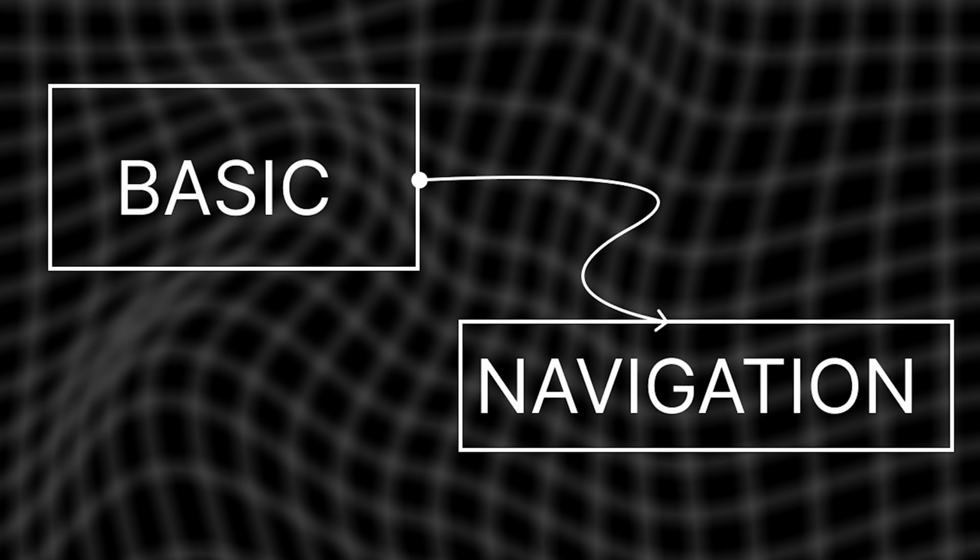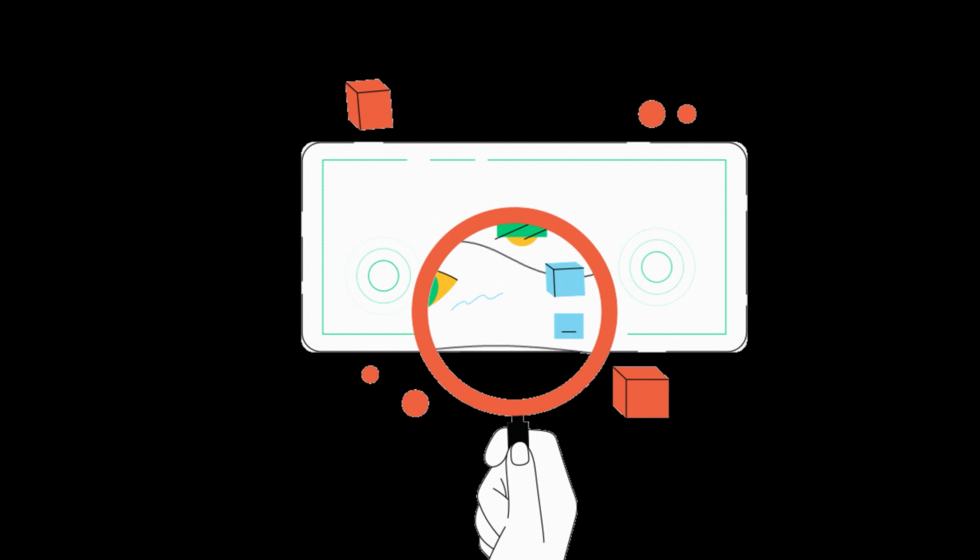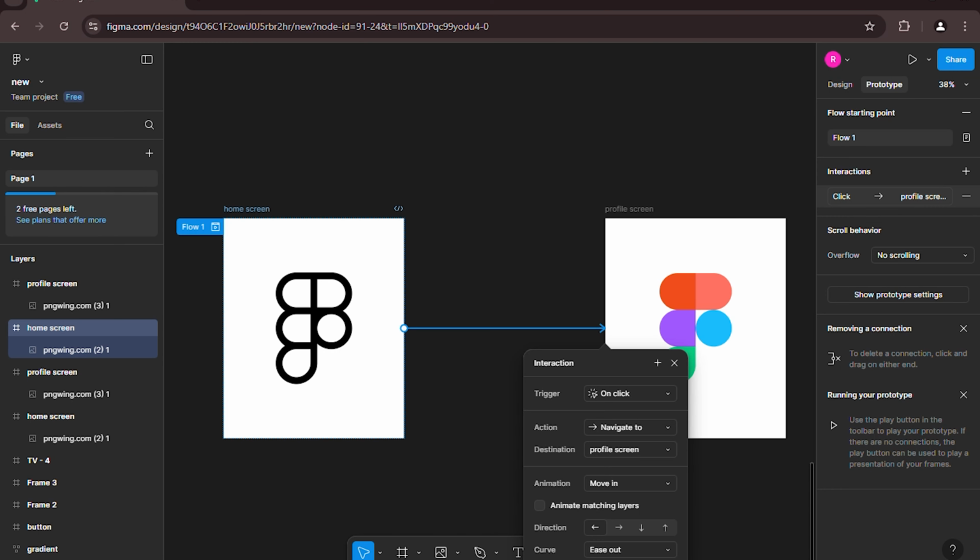Next, we'll go over how to set up basic navigation for a better flow. Second, basic navigation. Now that we have linked the frames, it's time to set up the basic navigation. In Figma, we can define transitions such as on-click or on-hover transition to dictate how users will move between the frames. With the home screen frame selected, under the prototype tab, you will see options for interaction.